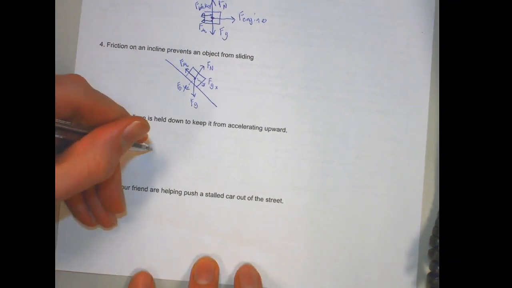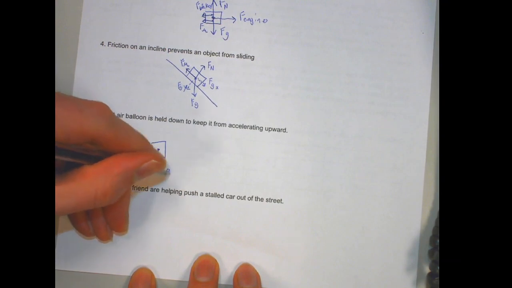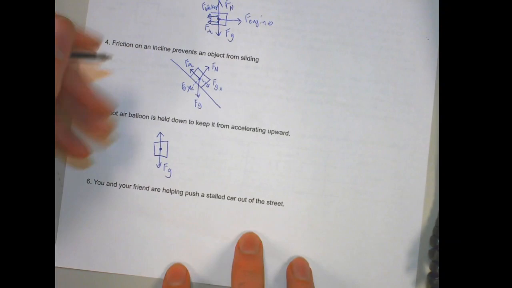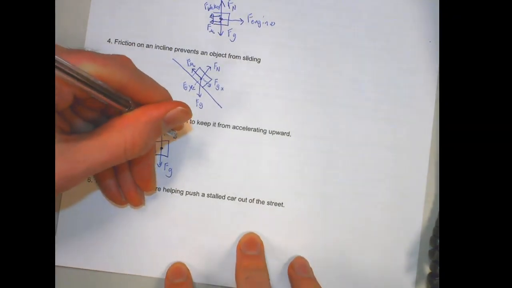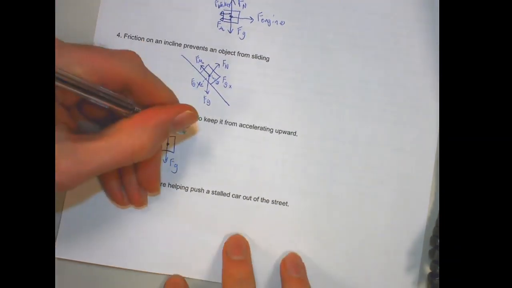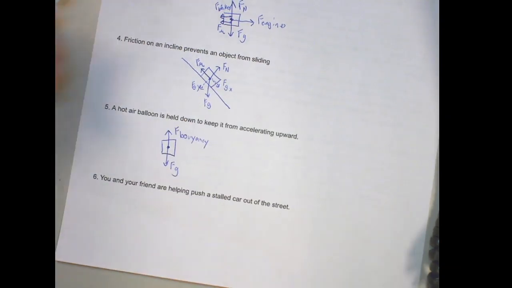Let's see, a hot air balloon is held down to keep it from accelerating upwards. So we've got an object, and it looks to me like we've got some force of gravity, and then this opposite force of the balloon, what we would call a buoyant force, where it's trying to rise up because it's less dense. I think it's the buoyancy force, where it's trying to move up because it's less dense than the air that's around it.